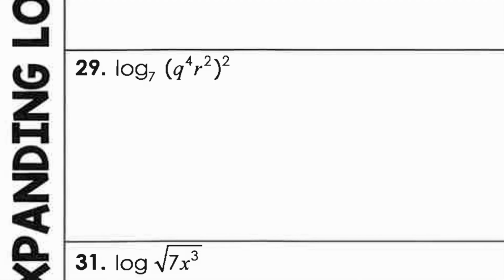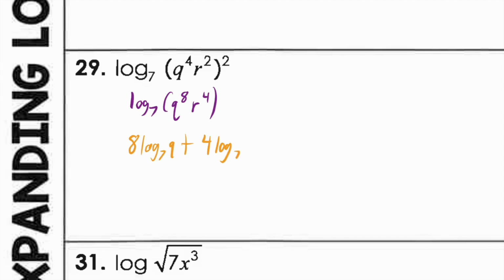Before anything else, I'm going to actually multiply this exponent inside of these other exponents to make my life easier by simplifying this. So I'll get log base 7 of q to the 8th r to the 4th as those exponents multiply. Now I'll expand this into 2 separate logarithms, each with their own coefficient, that is their exponent. So we'll have 8 times log base 7 of q plus 4 times log base 7 of r.